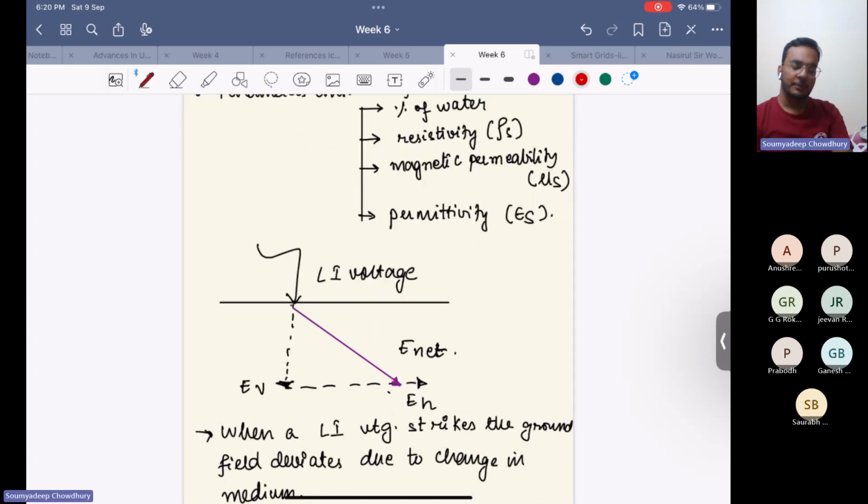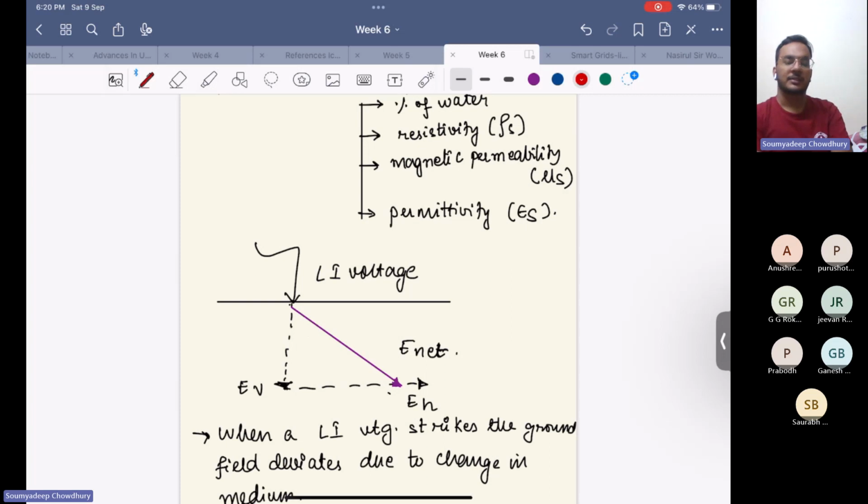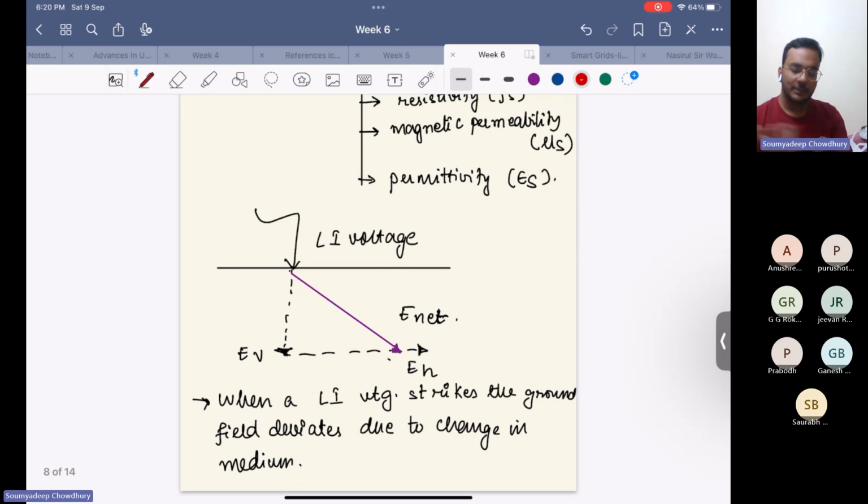If you see here, suppose a lightning impulse voltage or lightning current is striking the ground. What will happen next? This will create an electric field, shown here by E net in a particular direction. For our analysis, this E net can be resolved into two components: one is the vertical component EV and the other is the horizontal component EH. When a lightning impulse strikes the ground, the field does not propagate in a purely vertical or horizontal direction. Rather, the field actually deviates.